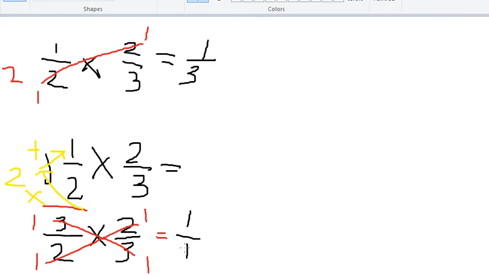Remember, pinaka-importante mag-reduce to lowest term. In this case, 1 over 1, the answer is 1. Kapag 1 na lang ang ating denominator, hindi na natin yun sinusulat. And then, yung ating numerator, magiging whole number na siya. Kaya ang sagot will be 1.